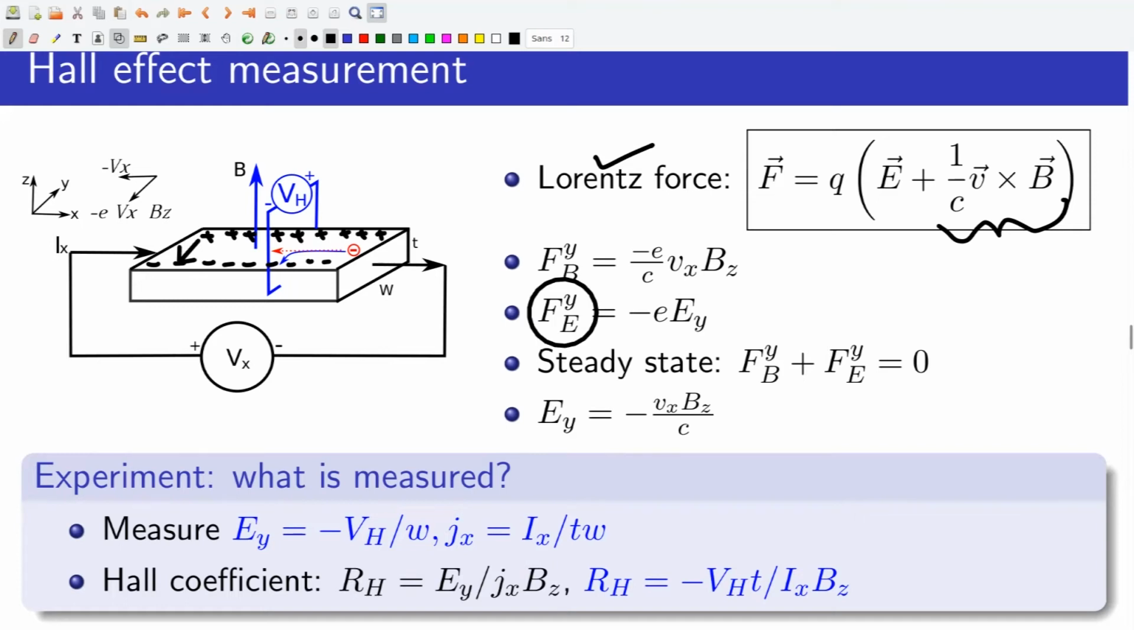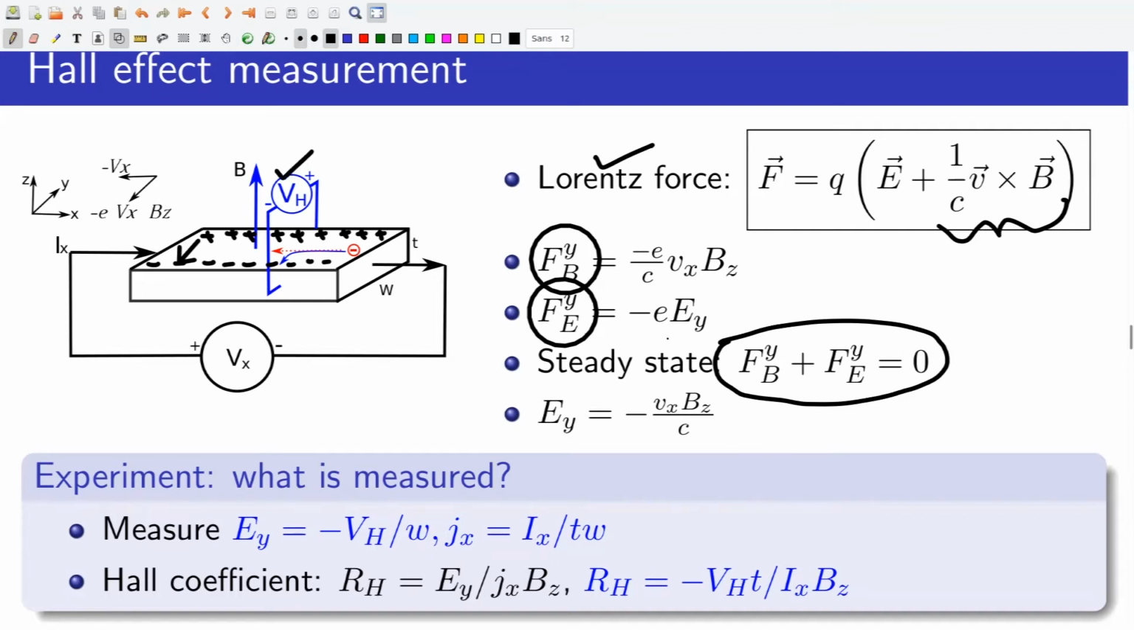Now, this electric field is going to oppose the motion of the electrons that was happening due to the magnetic field. In steady state, the forces are going to balance out each other. We can experimentally measure something called a Hall voltage, V_H.